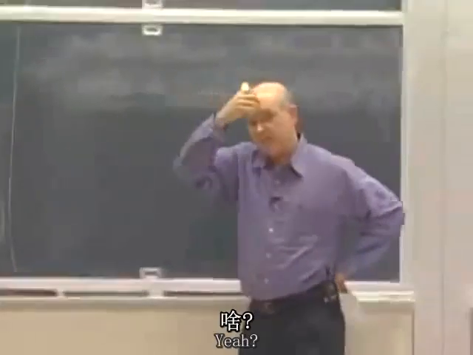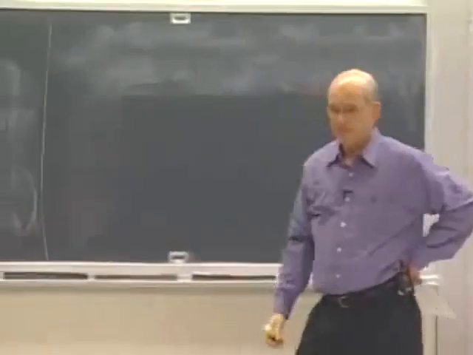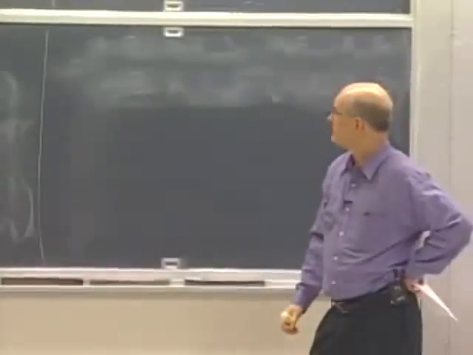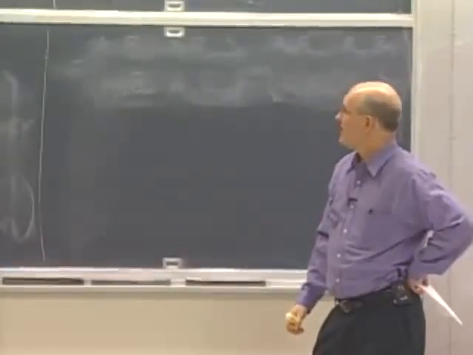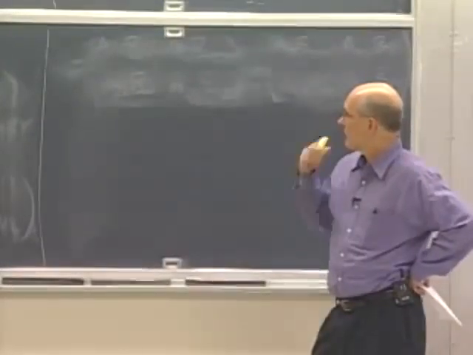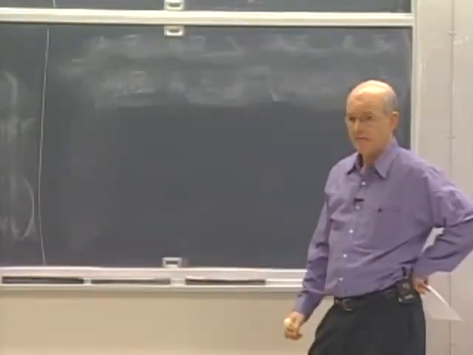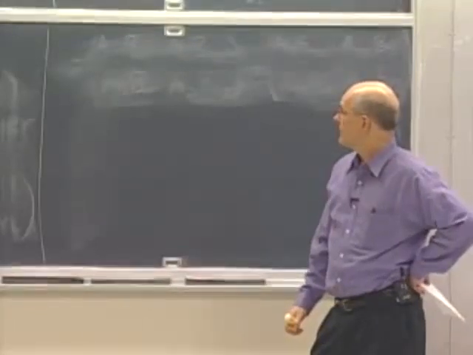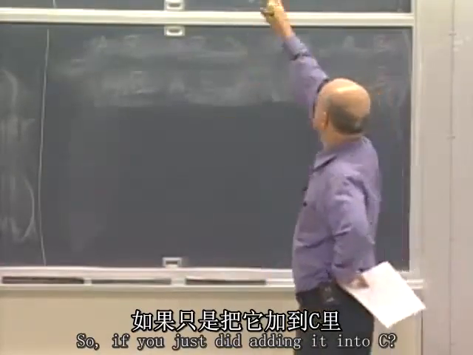Yeah. Well, could you do it by, for the base case, you change it to adding it to whatever's already in C. Okay. And then for the last four calls to mult, you change it from T to C, and then you get rid of the add. So if you just did adding it into C.